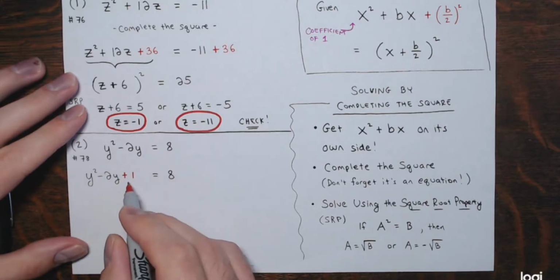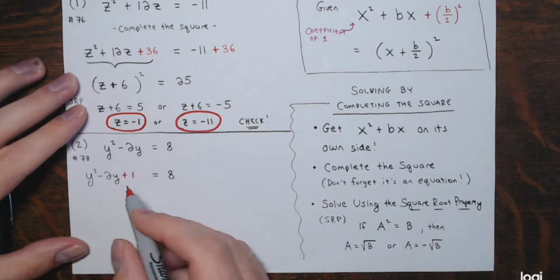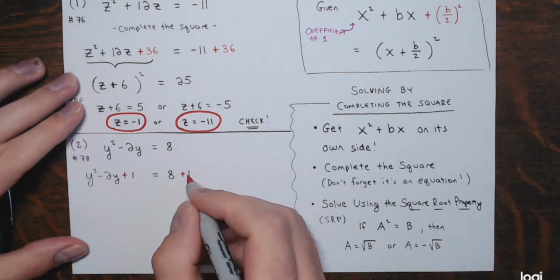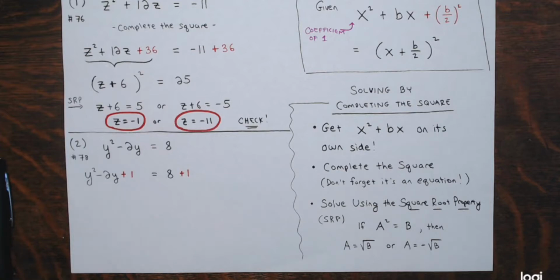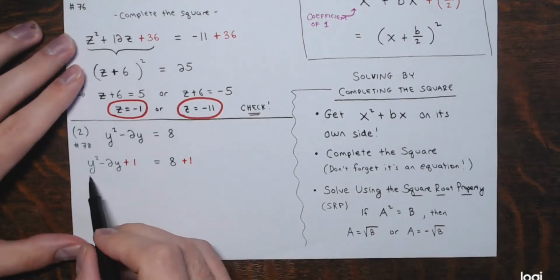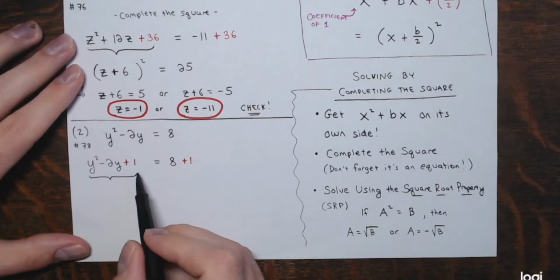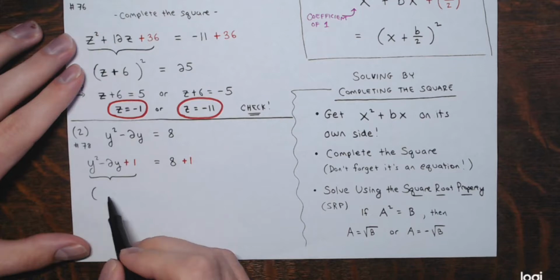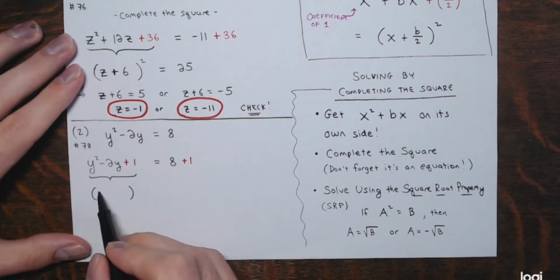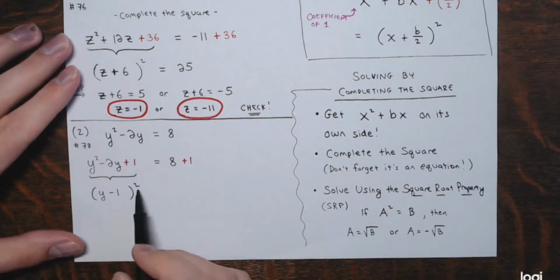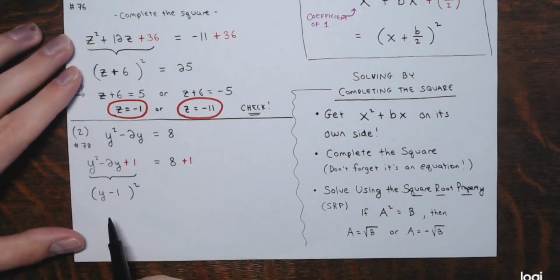Don't forget, if I add 1 to the left side here, I must also add 1 to the right side. Now the whole reason for doing that, right, is to create a perfect square trinomial. Right, y squared minus 2y plus 1 is equivalent to y minus 1 squared, right, a binomial squared. And again, you can check that.